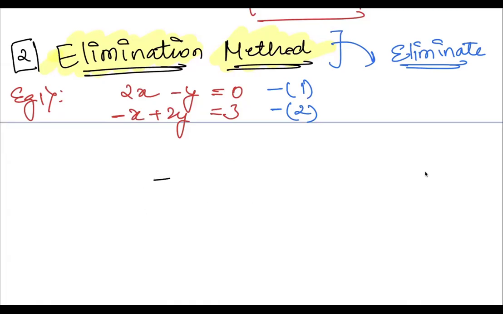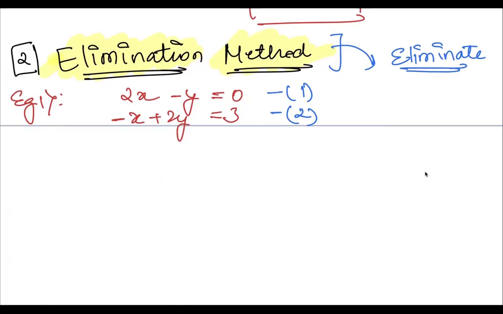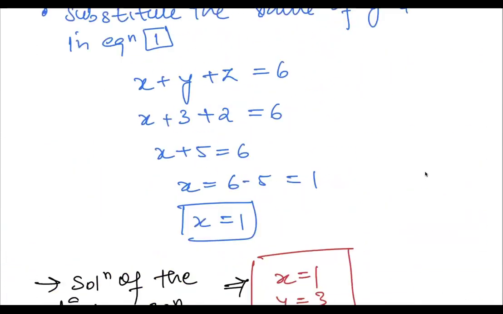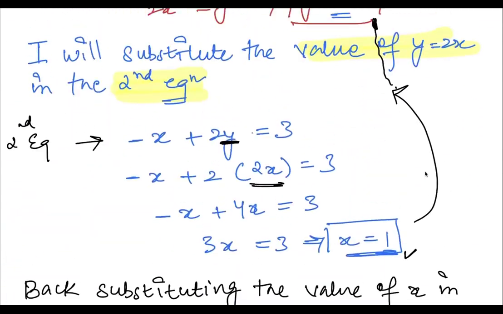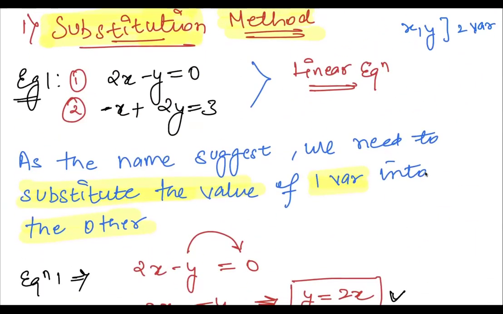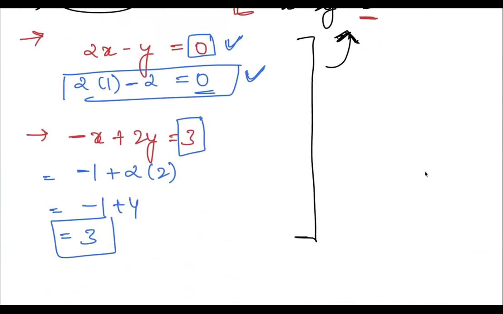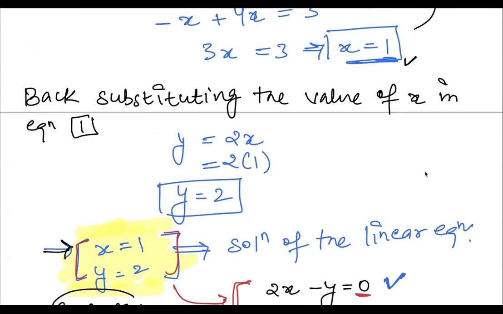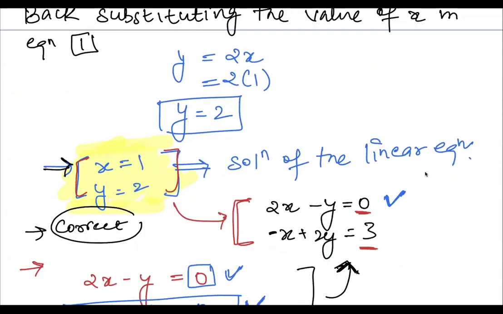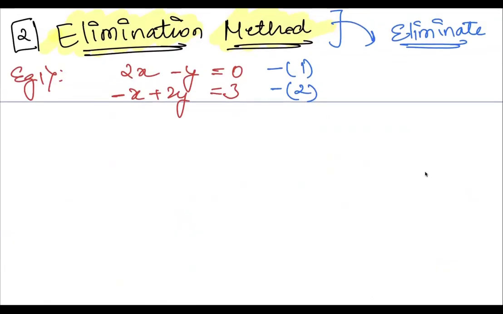And then there is the second doubt: please use the same example from substitution. Yeah, I'm using the same example. If you see, 2x minus y is equal to 0, minus x plus 2y is equal to 3. Tell me what result we should get. We should get the value of x as 1 and y as 2. This is the final answer we should get using this elimination method.